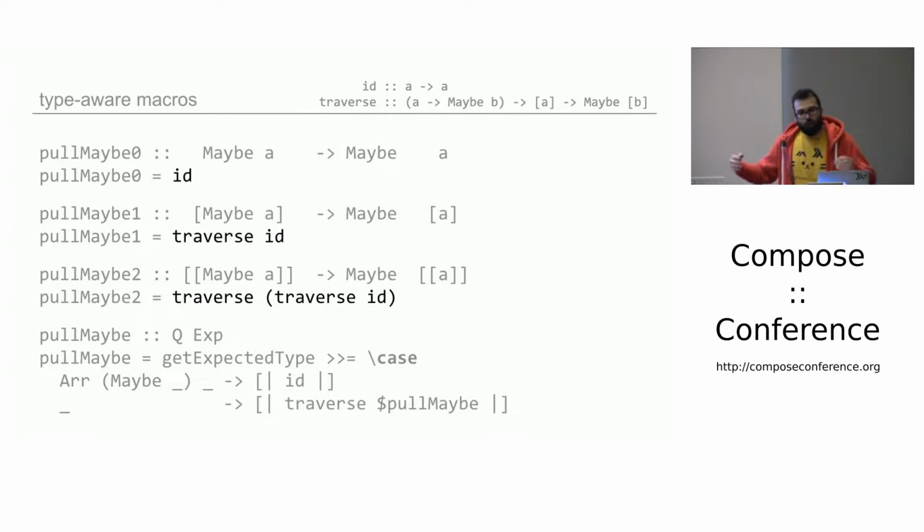And what all of those functions have in common, and the reason why I call it $pull maybe, is because they take a maybe that is nested inside of a number of, in this case, list, but it could be any traversable functor, and the traverse calls pull the maybe out to the outside.